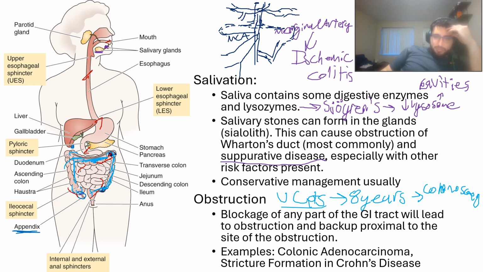And the last concept I want to talk about on this slide is that blockage of any part of the GI tract will lead to obstruction and backup proximal to the site of the obstruction. I talked about that earlier. Some examples could be adenocarcinoma, so if a colon cancer is obstructing the colon, or stricture formation in Crohn's disease, which we've already talked about.